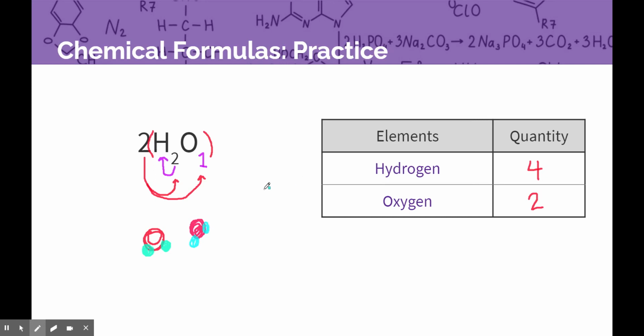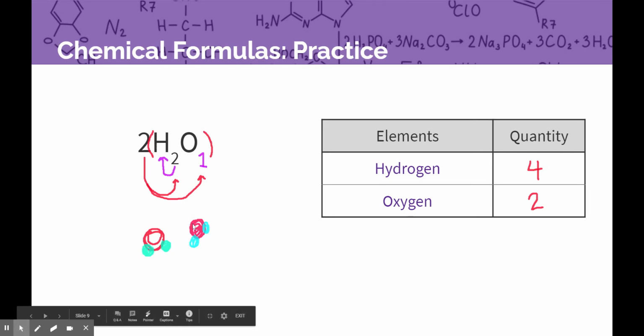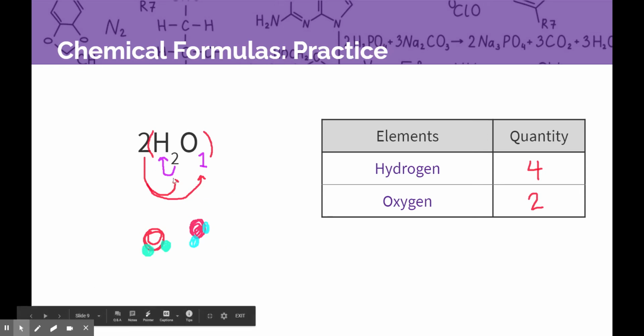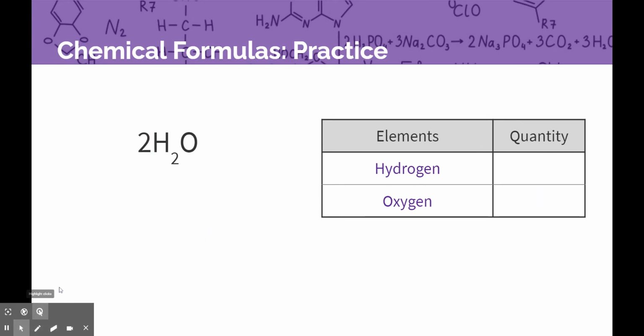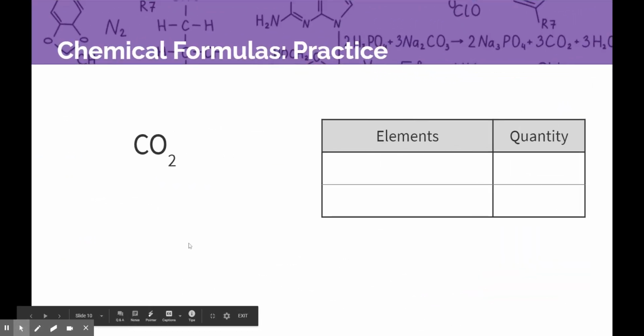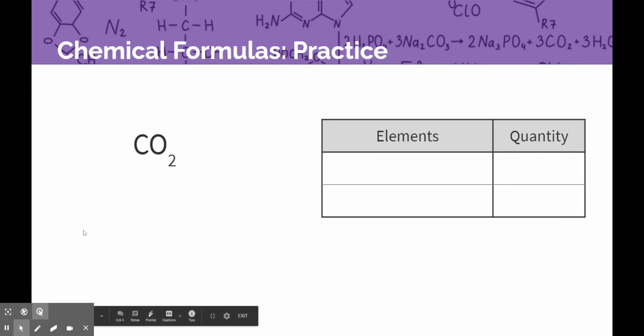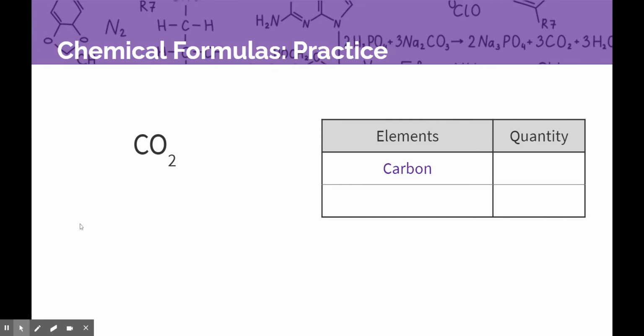Okay, so now that I've drawn out these atoms, I can just count. I can see that I have 1, 2 oxygens and 1, 2, 3, 4 hydrogens. So I still have the same answers no matter how I decide to do it. Okay, let's do another example. We have CO2. If I look up C on the periodic table, I'll find that it stands for carbon. And if I look up O on the periodic table, I'll find that it stands for oxygen.